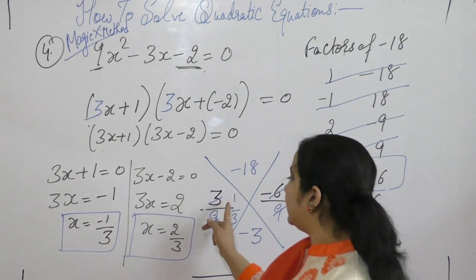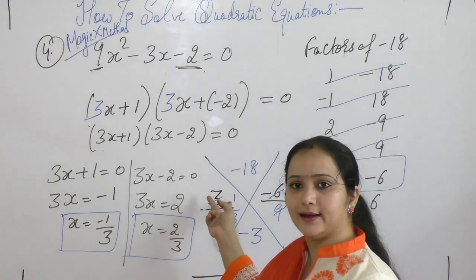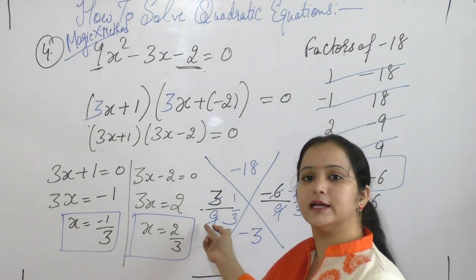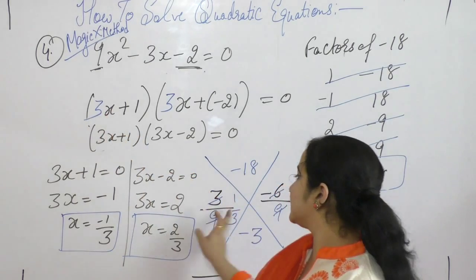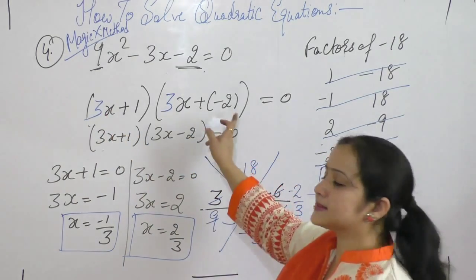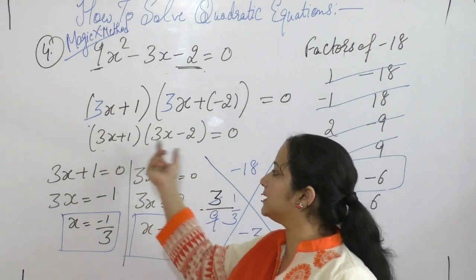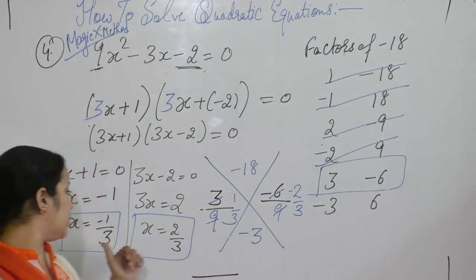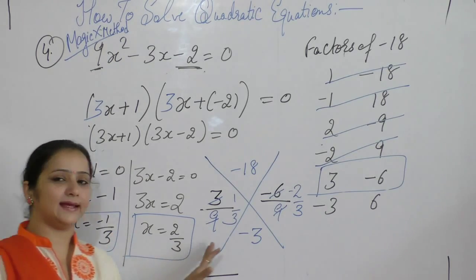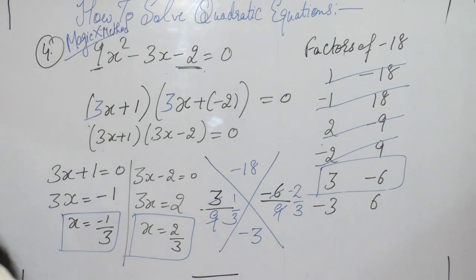The top number gives us the constant term and the bottom number gives us the coefficient of x. So 3x + 1, 3x + (-2). Now put these terms separately equal to 0, and we get the value of x as -1 by 3 and 2 by 3.